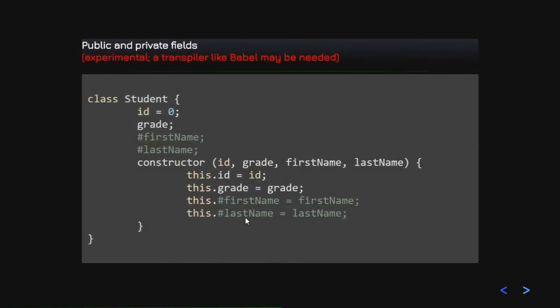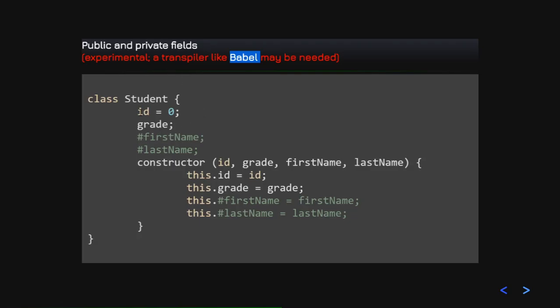We also have public and private fields, but they may not be supported by all the browsers, in which case you need a transpiler like Babel. More on Babel later on, but namely a transpiler is a compiler which takes a source code and translates it into another source code. More specifically, Babel takes JavaScript code written in a greater level of ES and converts it into source code of a lower version of ES.